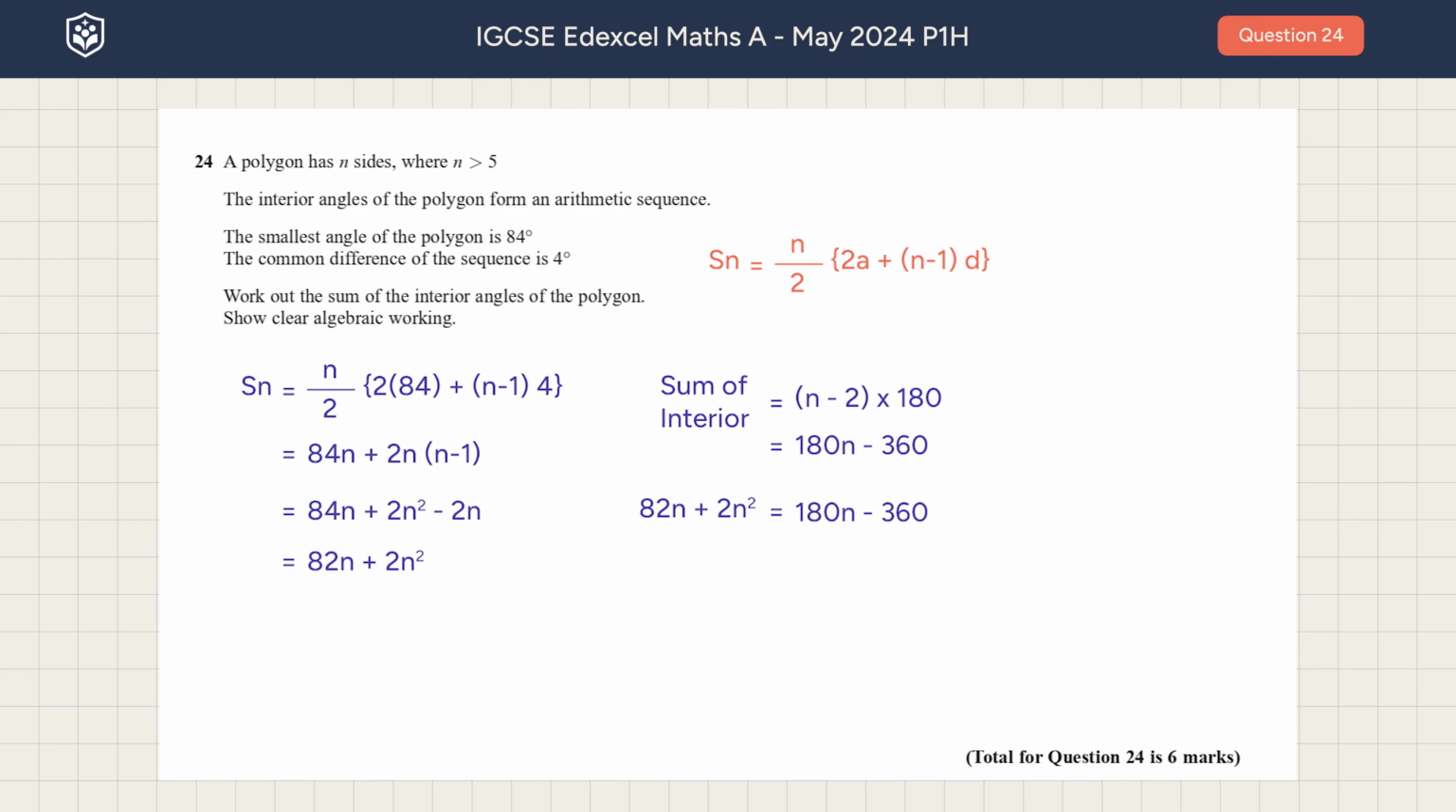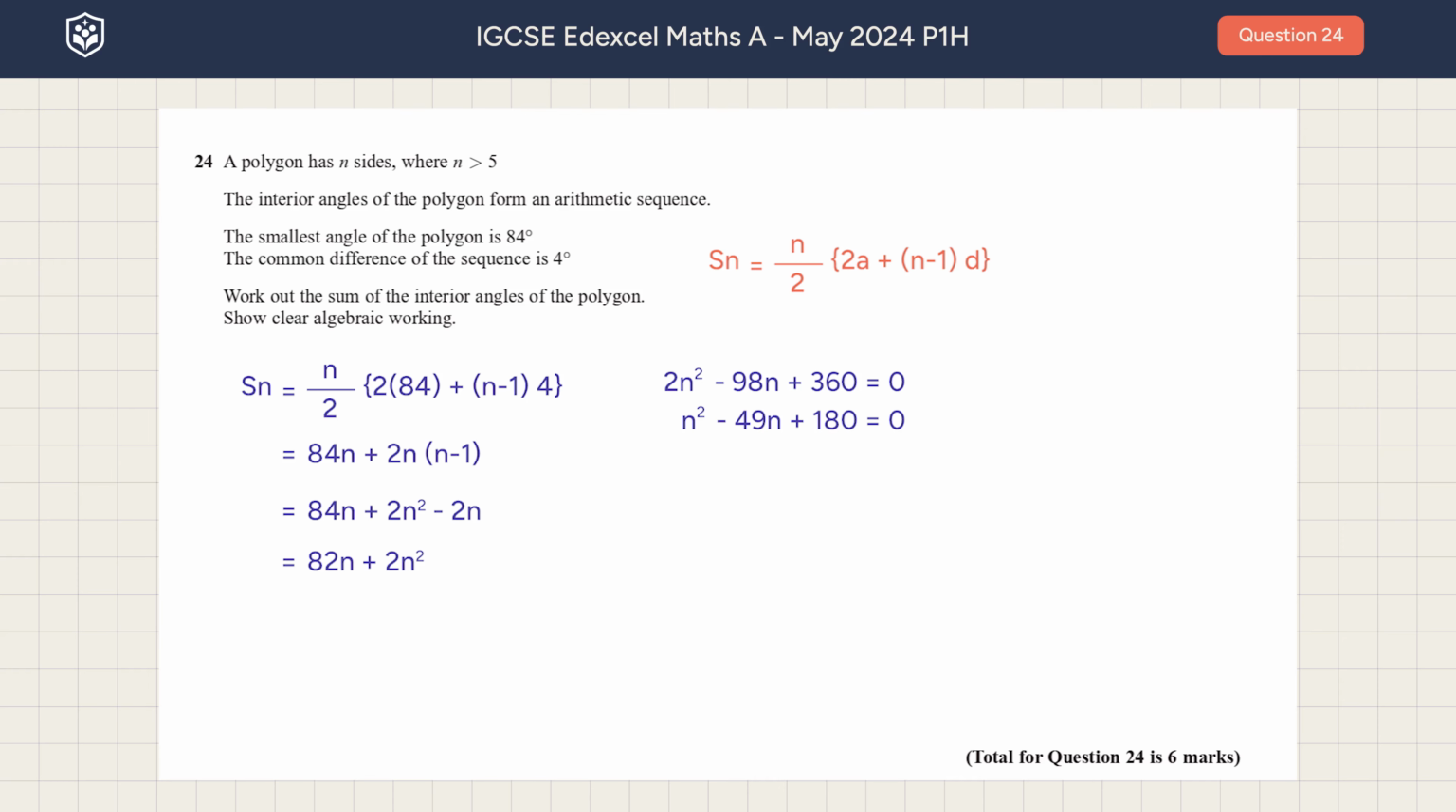We can now make a quadratic equation of 2n squared plus (82 minus 180)n plus 360 equals 0. We can simplify to make 2n squared minus 98n plus 360 equals 0. All of these terms can be divided by 2, so we can write n squared minus 49n plus 180 equals 0. This is our simplified quadratic equation, so now we can solve it to find the value of n.